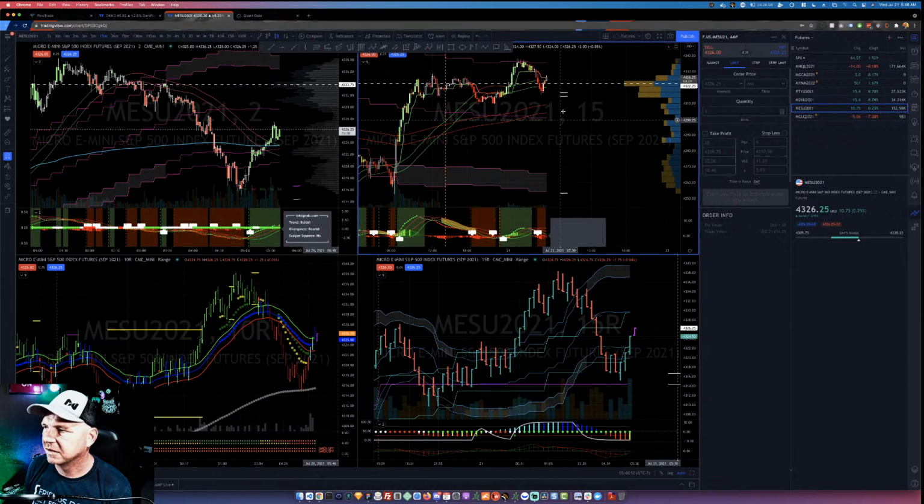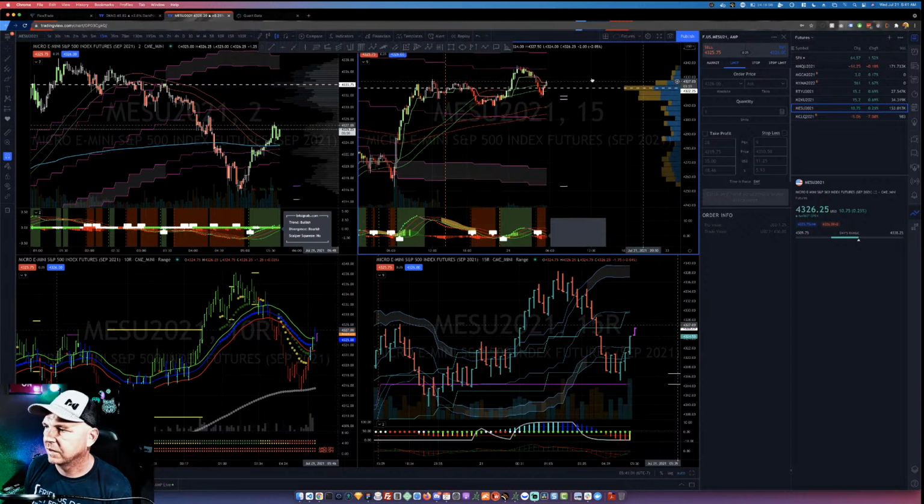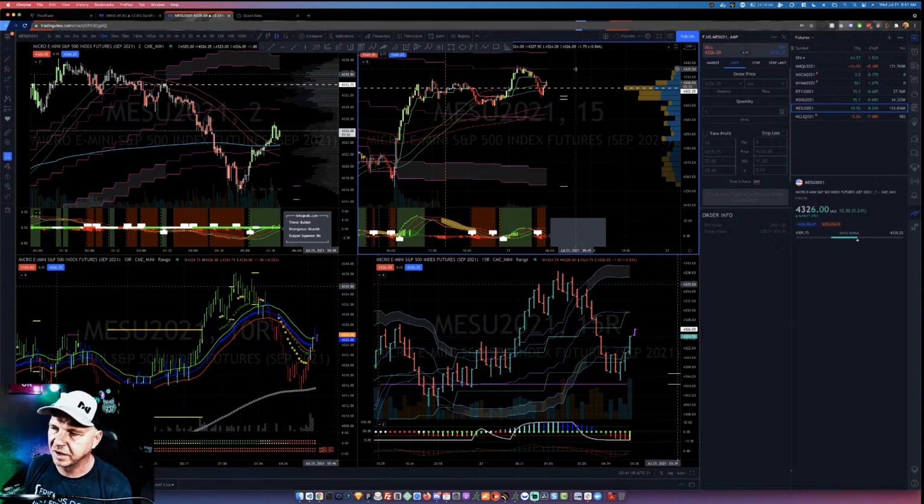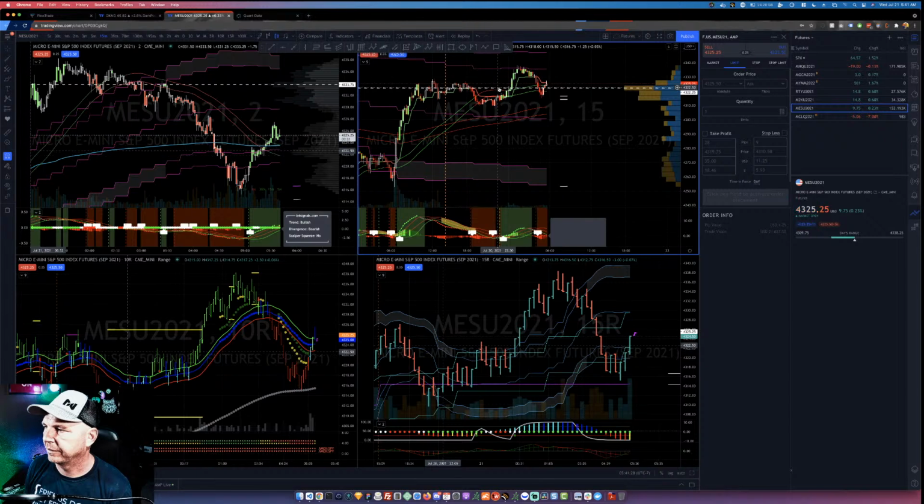Sorry, I apologize. Point of control is at 4322. Look for a rejection off of 4335.50, which is the beginning of the supply zone. That runs from 4335.50 up to about 4340, so look for rejection off of there. Point of control again, 4330. All right. So ES is going to do that.